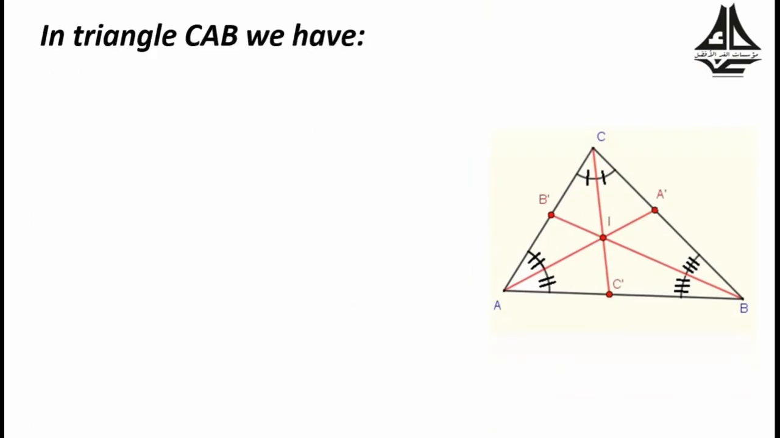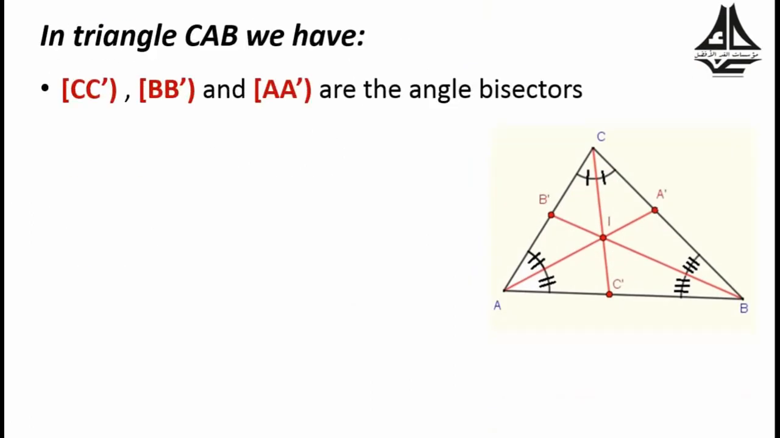In this figure here we have triangle CAB. CC برايم بلش من السي وكفى على السي برايم, هو بايسكتور للانجل اي سي بي. البي بي برايم هو بايسكتور للانجل سي بي اي, والاي اي برايم هو بايسكتور للانجل سي اي بي. هودي 3 بايسكتورز, والبوينت اي سميناها ان سنتر.